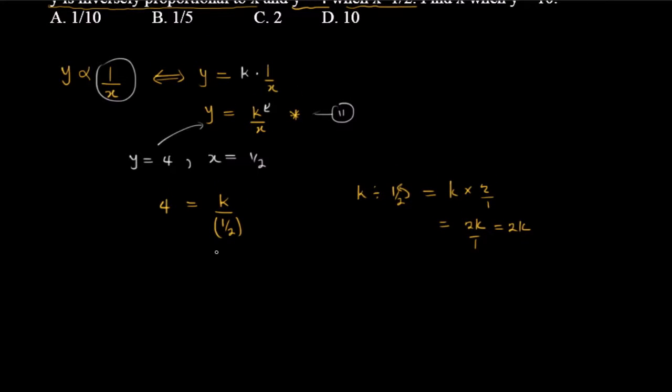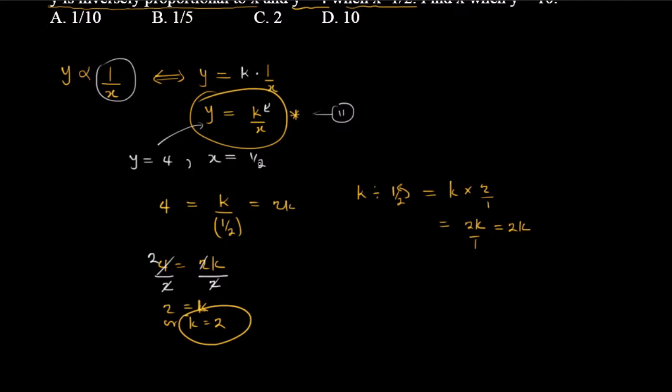So in other words, k divided by half is 2k. What I have here is 4 equals 2k. To find k, I'm going to divide both sides by 2, so this goes off, and 4 divided by 2 gives you 2. So you have 2 equals k, or you can just say k equals 2. So we have the value for k. Since we now know the value of k, I can rewrite the equation as y equals 2 divided by x.